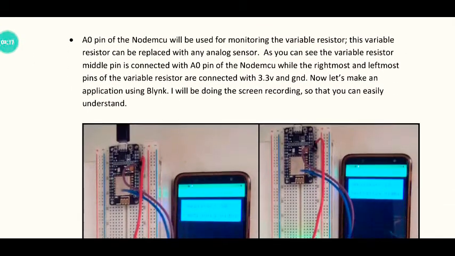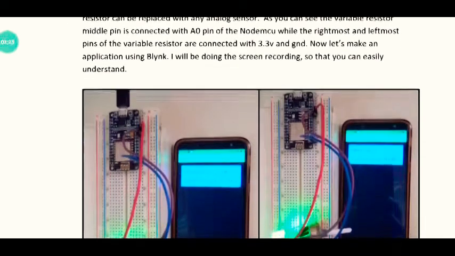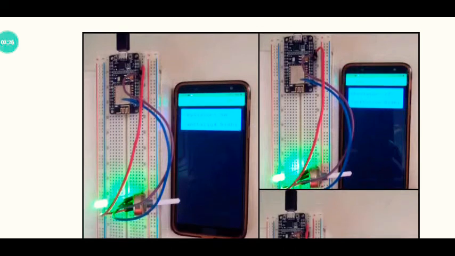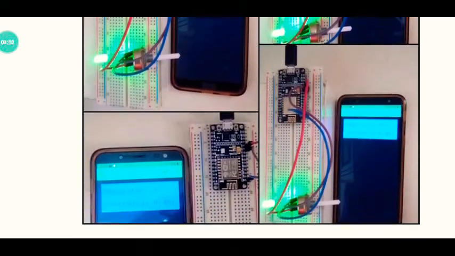Here is shown how different values are displayed as the resistor is varied in this image.